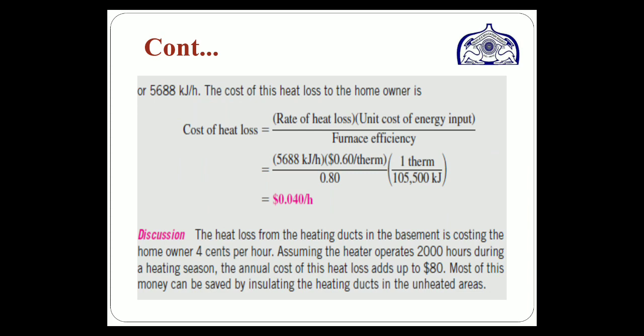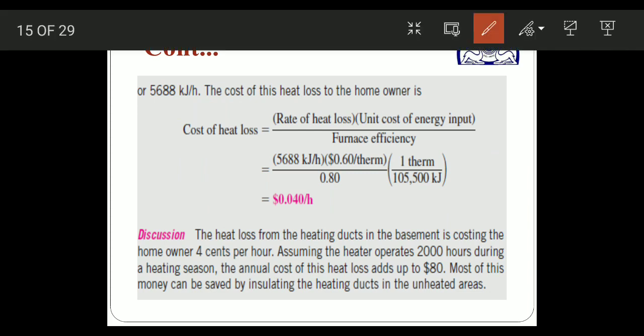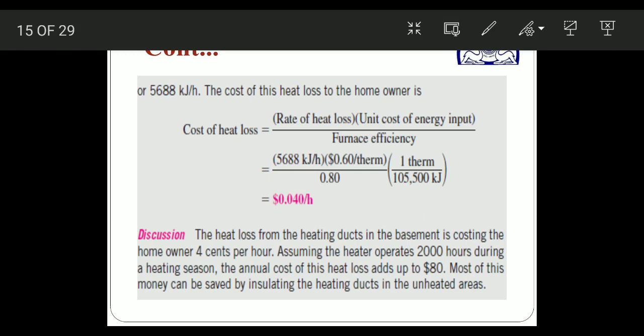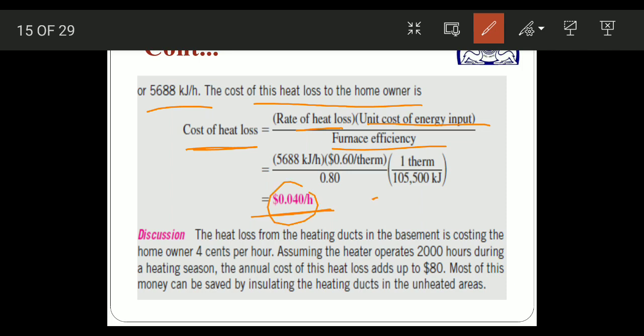Now what is the cost associated with this particular loss? This 1.580 kilojoule per second can be written in kilojoule per hour as 5688 kilojoule per hour. And the cost of the heat loss is equal to rate of heat loss divided by unit cost of energy input divided by furnace efficiency, that is also given. If you solve this, you will get the value as $0.040 per hour. So for every hour, this much cost is required to the owner of that particular home.